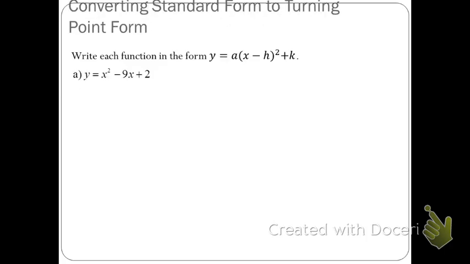Now let's get into this rewriting something that's in standard form and converting it into turning point form. Alright, and you see the directions here. Write the function in the form y equals a times x minus h squared plus k.